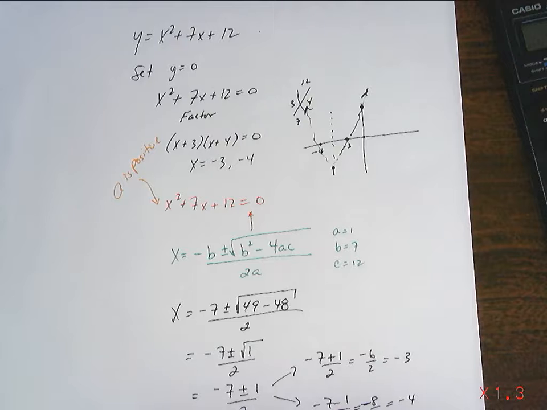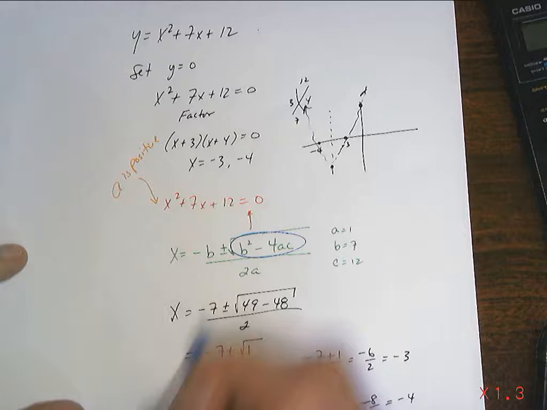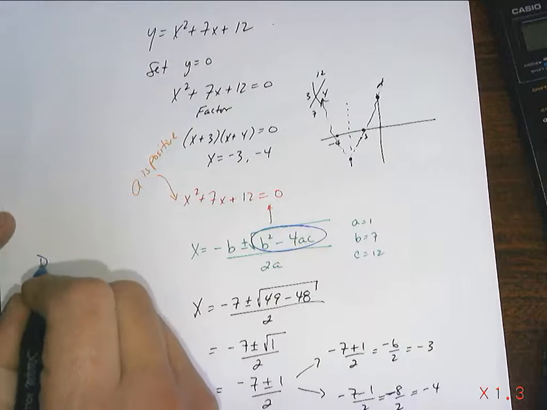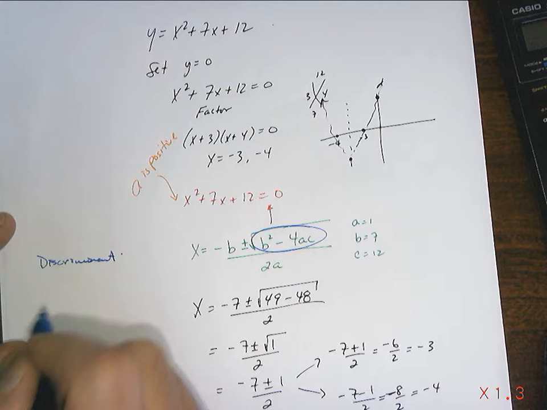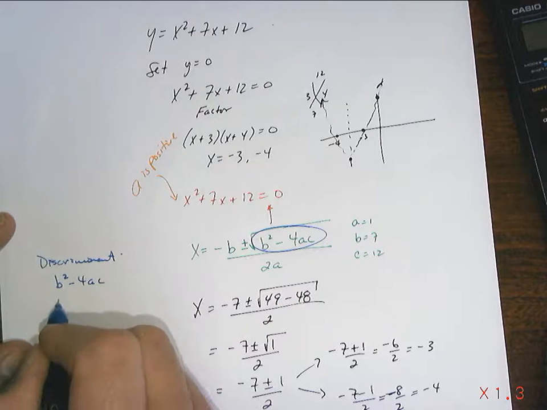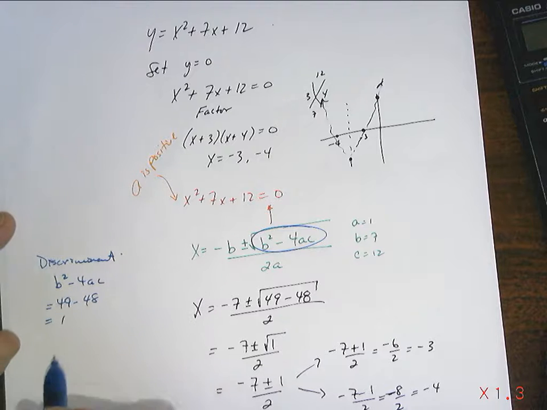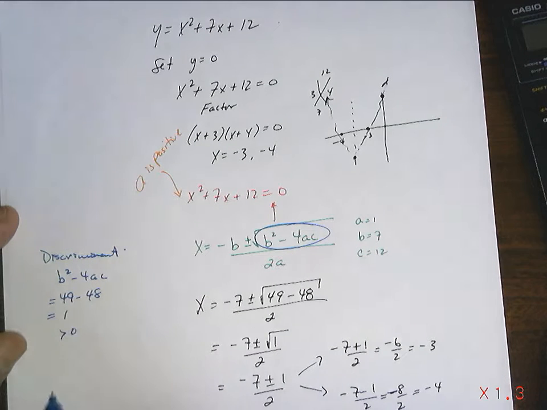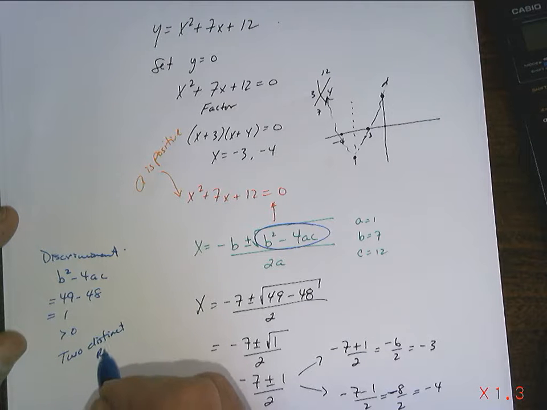So now, if we looked at just the part of the quadratic formula under the square root, that's called the discriminant. And we've talked about how the discriminant tells us a little bit about the equation. So in this case, our discriminant is given by 49 minus 48, which means your discriminant is 1, which means it's greater than 0. So that means that you're going to have two distinct real roots.